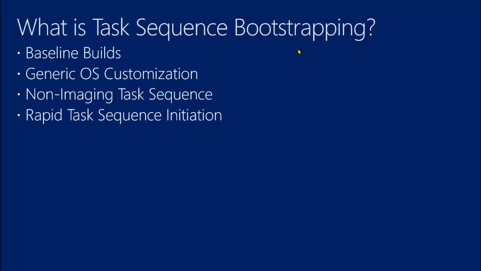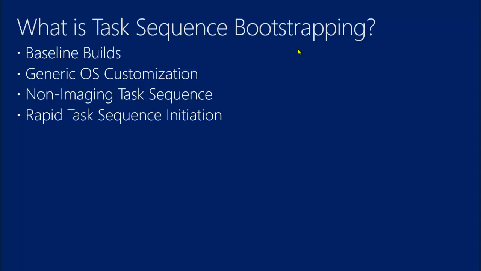Now, often when we think about task sequencing, we think about building an entire device from the ground up, including laying down the operating system. That's not what we're talking about here. We're talking about basically having an OS on the box already, and maybe installing the client, and with that client install, going ahead and customizing with a task sequence that is not a traditional imaging task sequence. It's a non-imaging task sequence, right? But the same concepts can apply, and we'll see that as we go along. Another, what is task sequence bootstrapping? Generic OS customization. So it supports customizing the device with a generic OS, just like I mentioned.